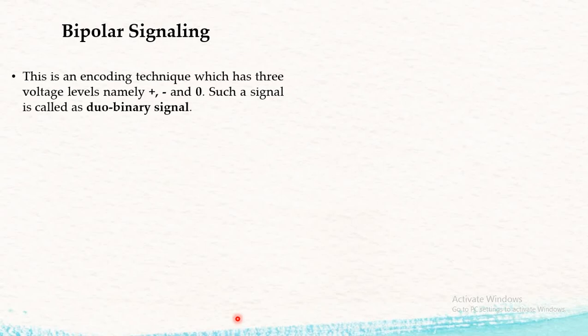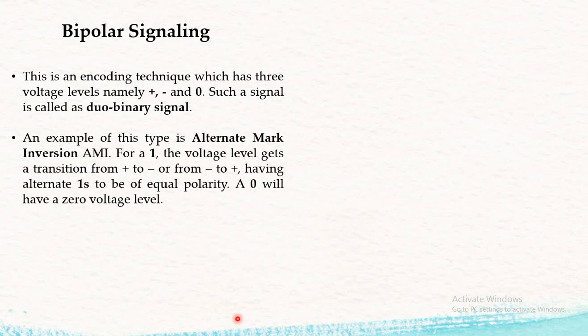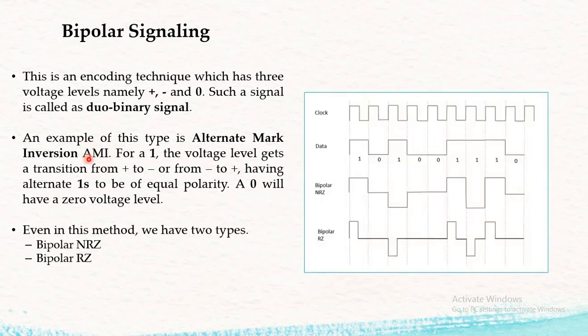The next type of signaling is bipolar signaling. This is an encoding technique which has 3 signal voltage levels, namely positive, negative and 0. Such a signal is called a duobinary signal. An example of this is alternate mark inversion, or AMI. AMI is again one of the important line codes which we use. So for 1, so what happens in AMI?